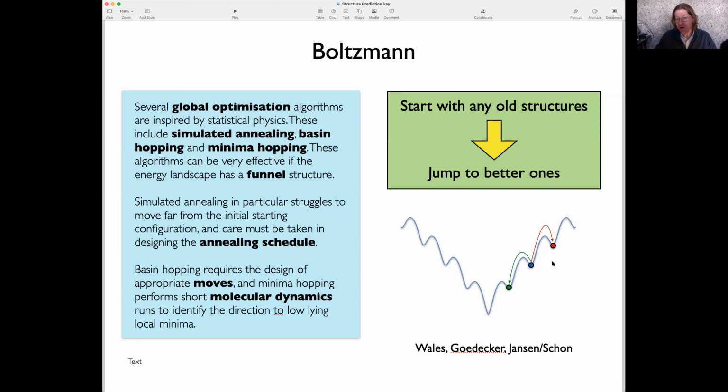However, a non-funneled landscape would have, for example, this minima here being the deepest minima. So it wouldn't have this nice structure, and you'd have to somehow climb up here to get into the deepest minima. In these cases, these algorithms are less good. They can get there by using these upward jumps, but they tend not to wander very far from your initial starting configuration.